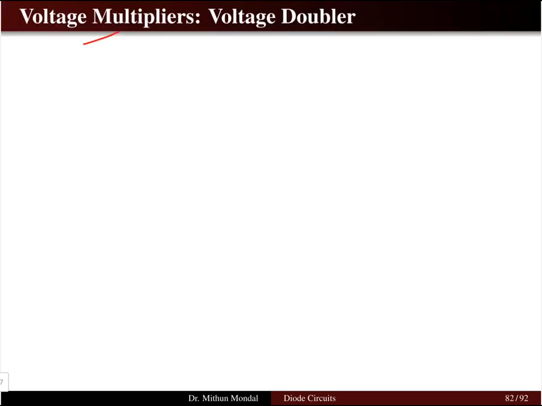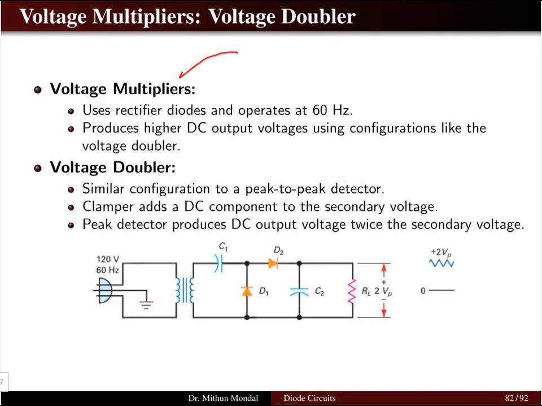We talk about voltage multipliers next, and different variations of voltage multiplier, starting with the doubler circuit. So we have the voltage doubler. Voltage multipliers basically use rectifier diodes and operate at power frequency, which is 50 to 60 Hz. This produces a higher DC output voltage using configurations like the voltage doubler. So when you require a higher DC output voltage at the power frequency of 50 to 60 Hz, then we go with a voltage multiplier, and we will first see the voltage doubler and then the other variations.